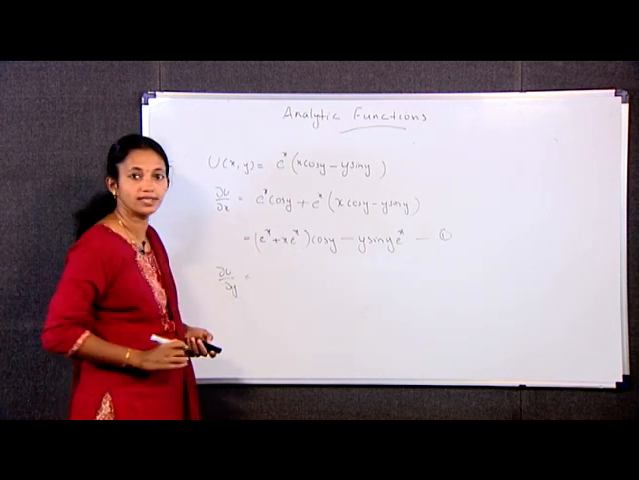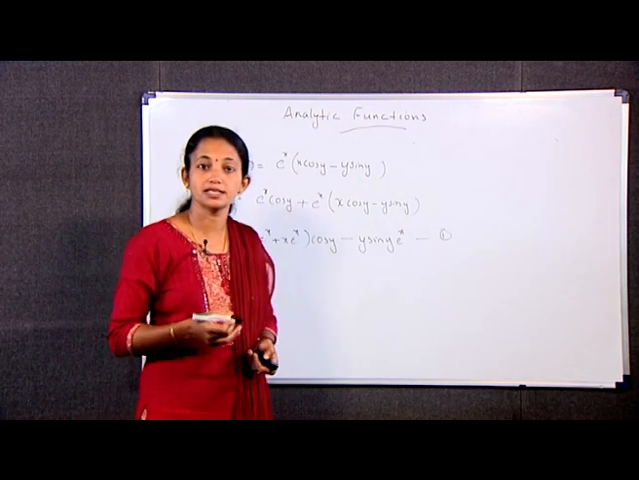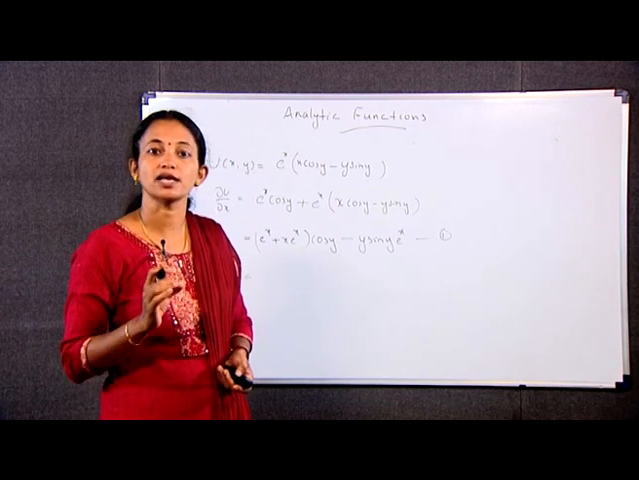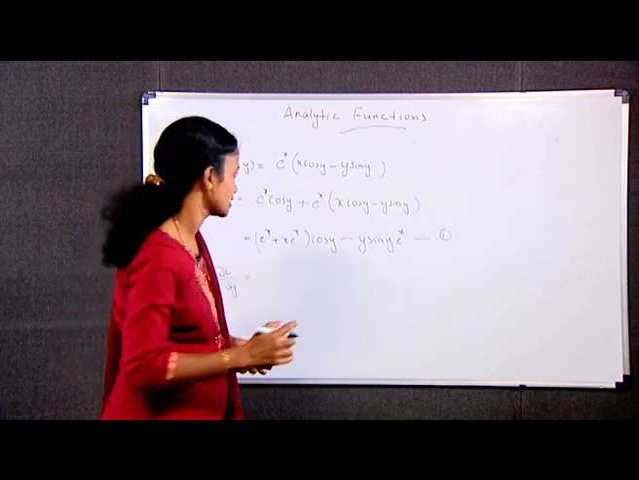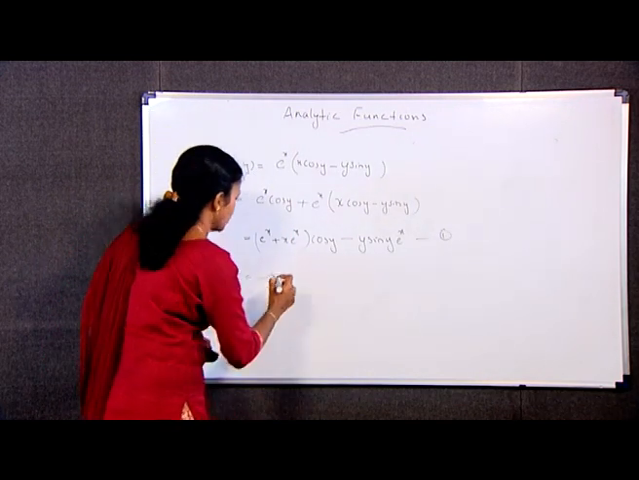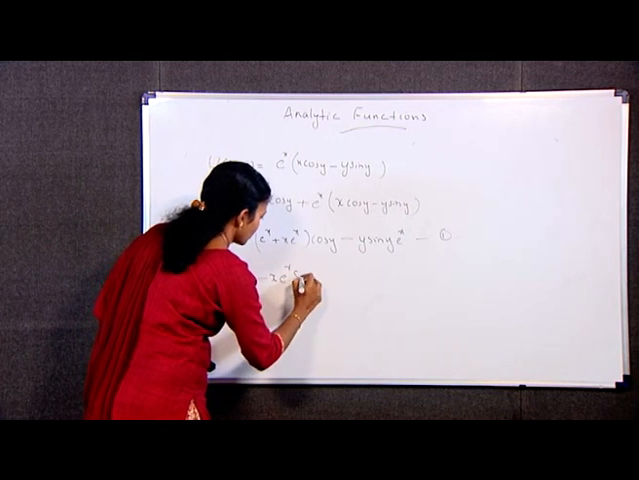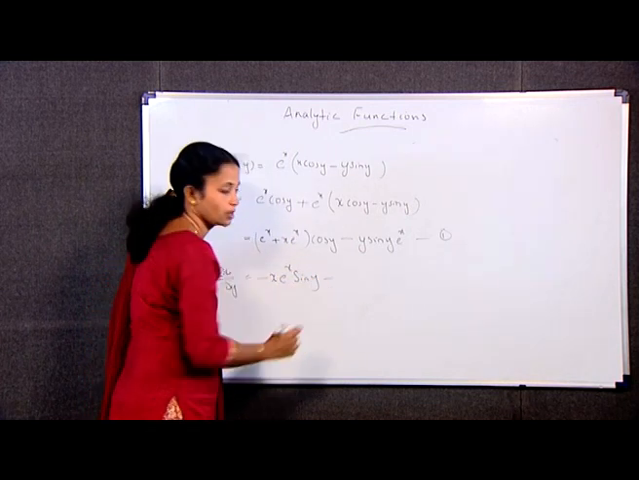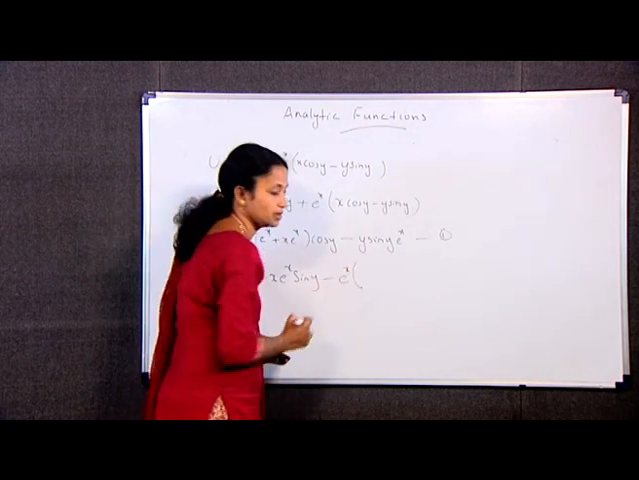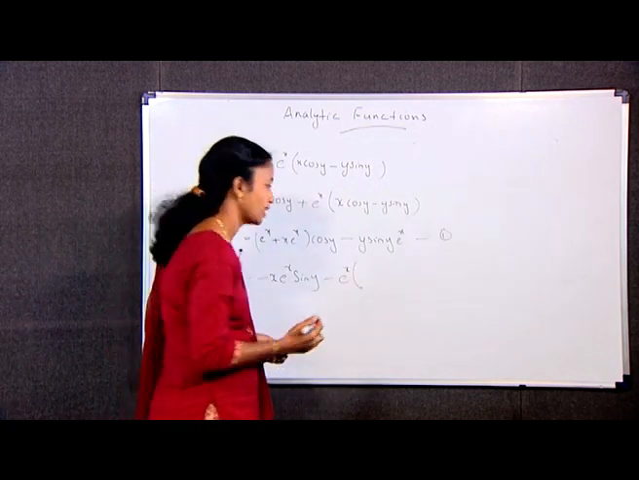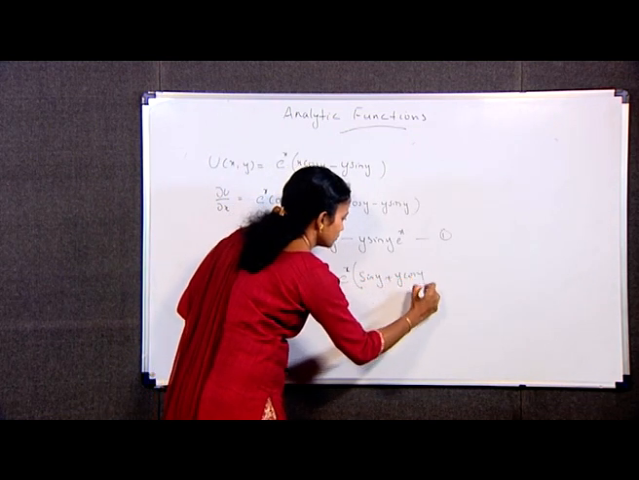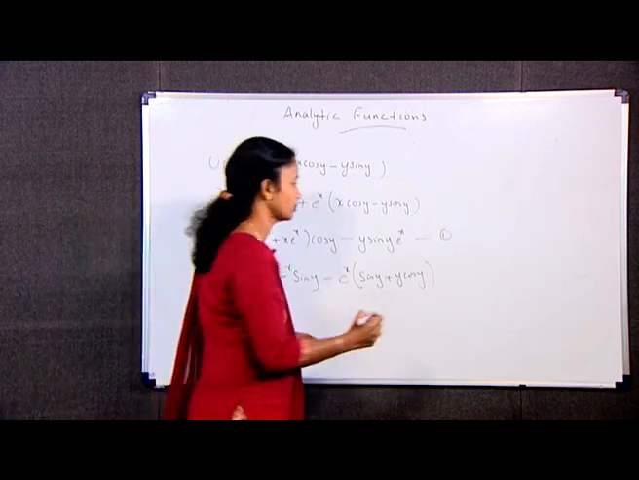Similarly, we have dou u by dou y. Dou u by dou y is equal to minus x into e raised to x into sin y minus e raised to x into (sin y plus y cos y). That is, minus x e raised to x sin y minus e raised to x into, in the brackets, sin y plus y cos y. This is equation number 2.